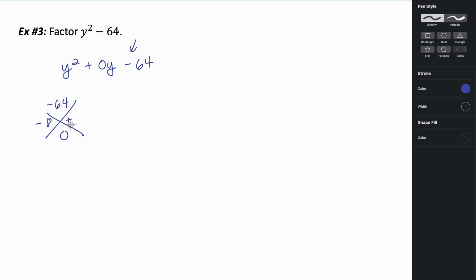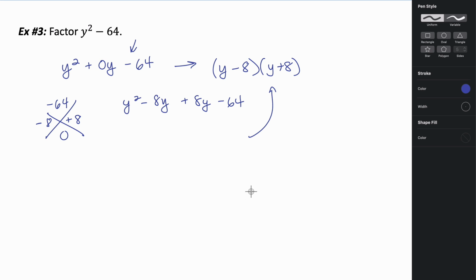Well, that would be negative 8 and positive 8. Negative 8 times positive 8 is negative 64. Negative 8 plus 8 is 0. Now, because my leading coefficient is 1, I could jump straight from this into y minus 8 times y plus 8. Otherwise, you can set up your factoring by grouping like this and go through that process, but you're still going to end up there.